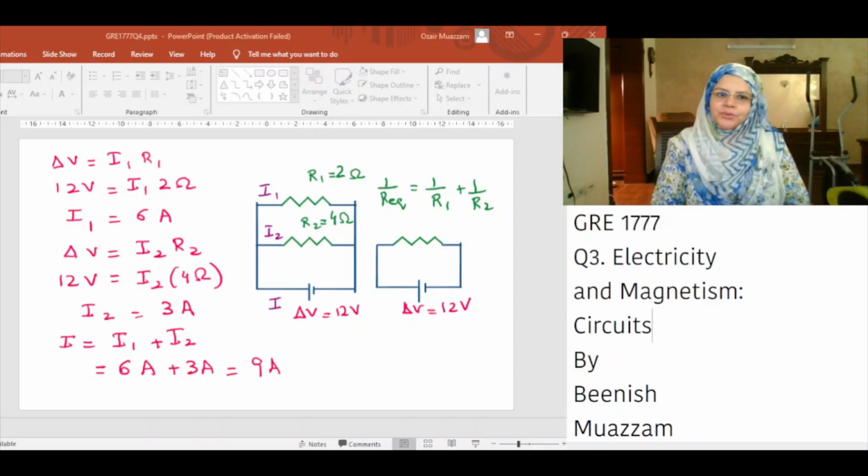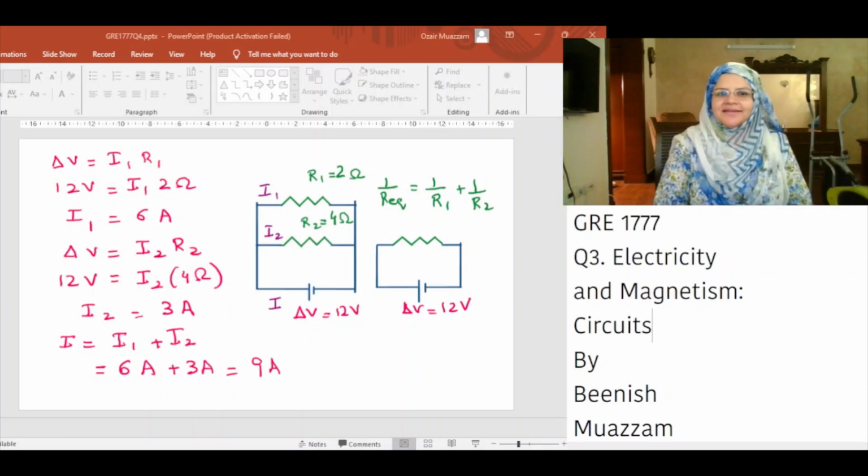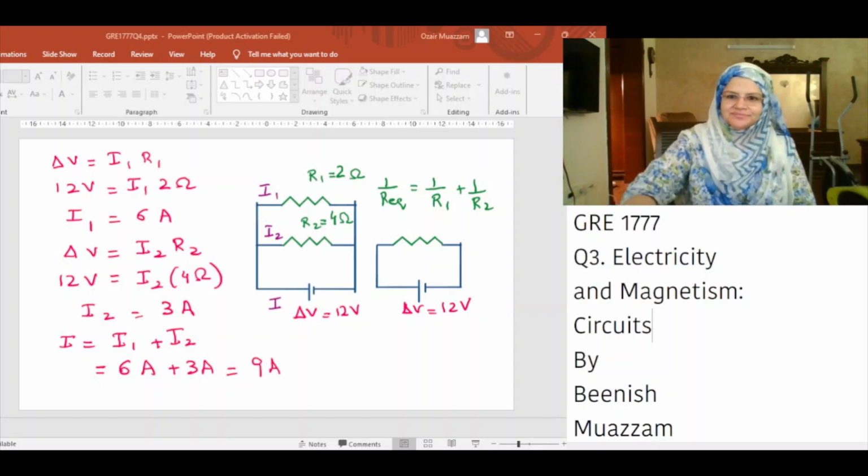Delta V is equal to I2 R2. Delta V is equal to 12 volt. R2 is equal to 4 ohm. I2, the current through resistor R2, is equal to 3 ampere. Total current is equal to I1 plus I2. This is equal to 6 ampere plus 3 ampere, which is equal to 9 ampere.